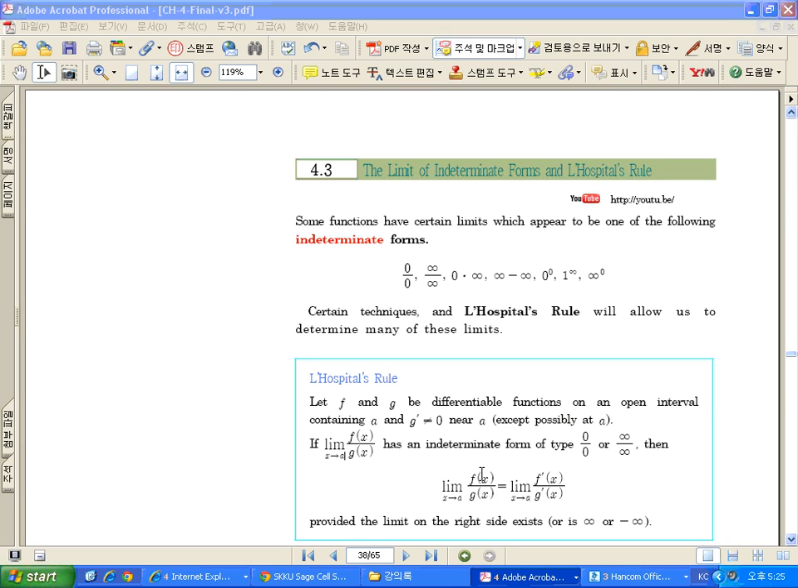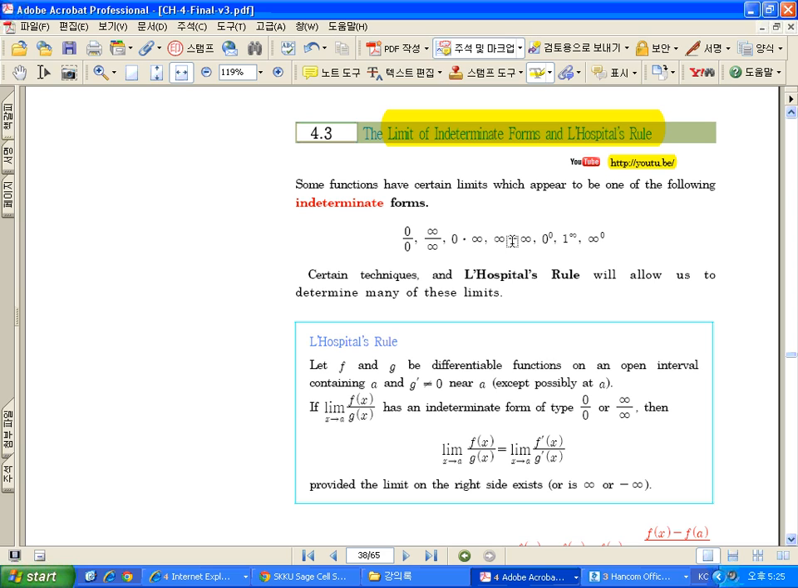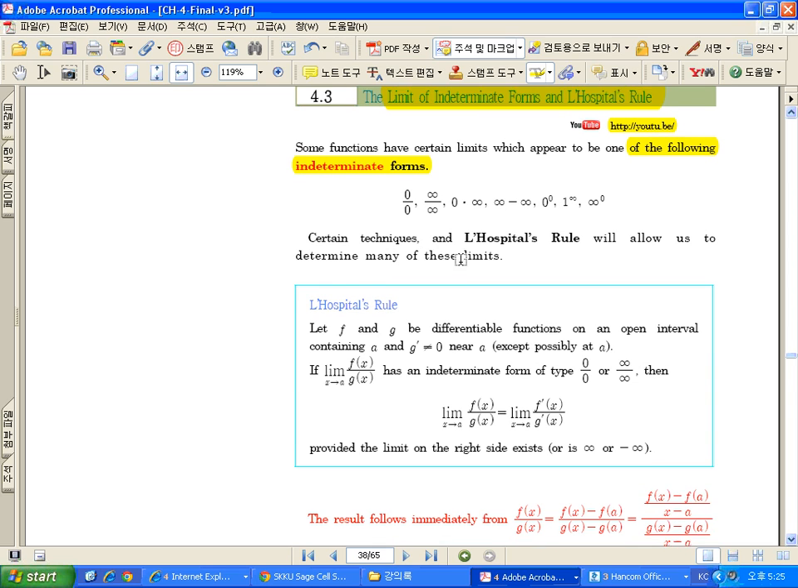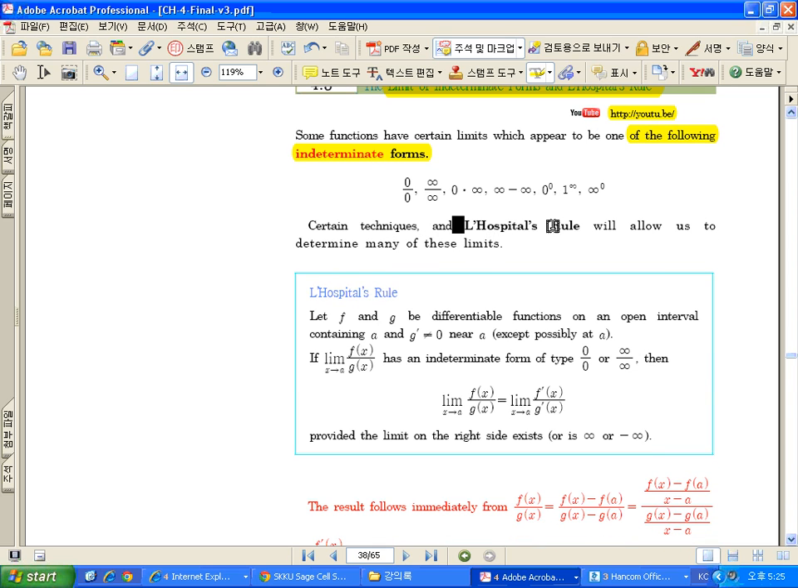Okay, section 4.3, the limit of indeterminate forms and L'Hopital's rule. Sometimes we have a function of the following indeterminate forms: 0 over 0, infinity over infinity, or 0 times infinity, or 1 to the infinity, etc. In this case, L'Hopital's rule will allow us to determine many of these limits.